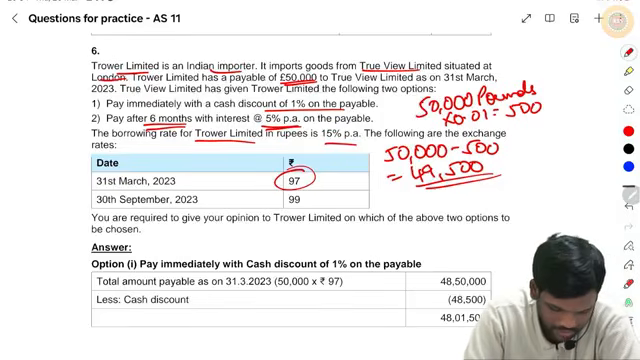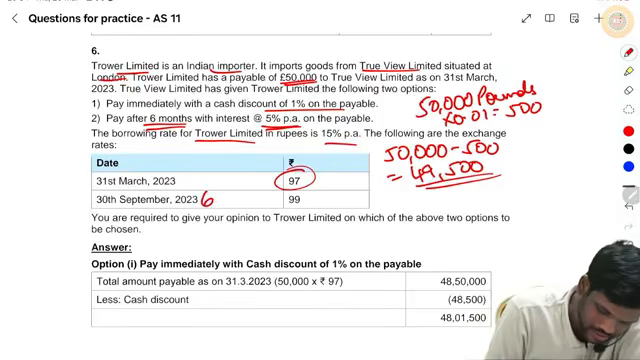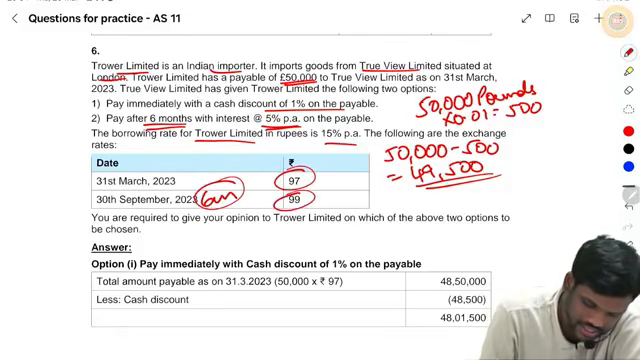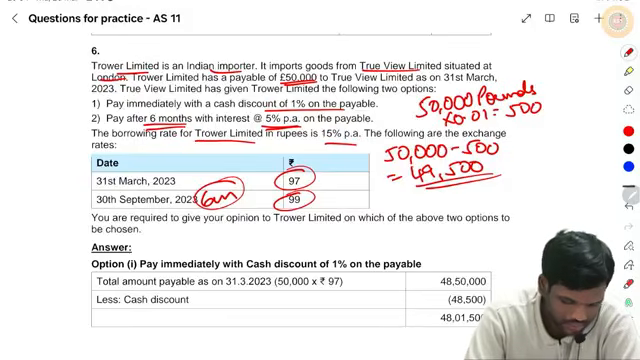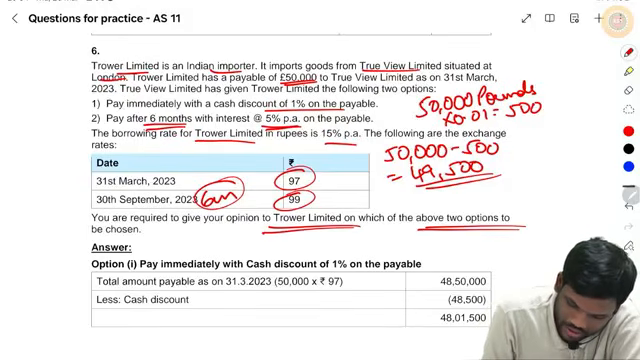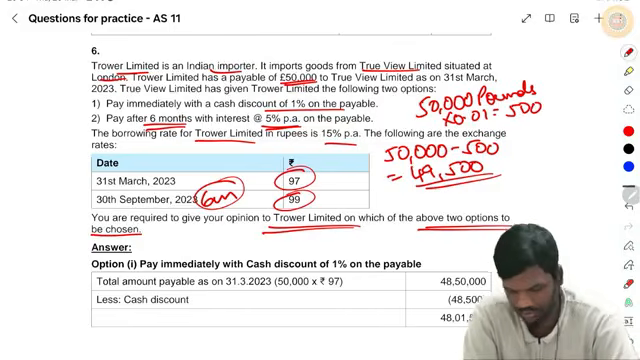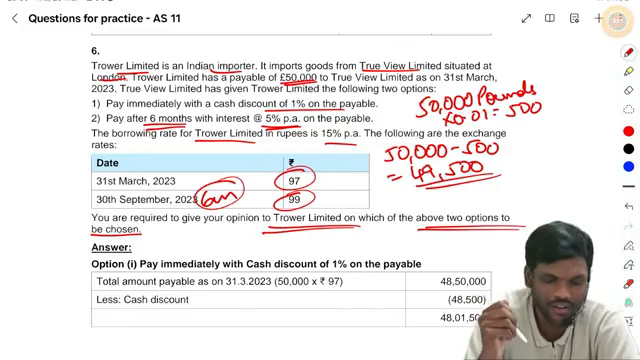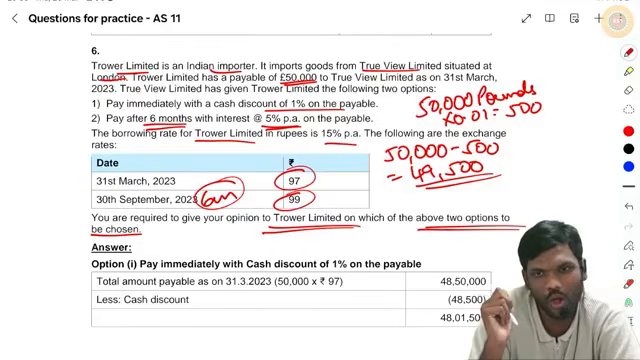On 30th September 2023, that is after 6 months, because in option 2 they have given a time of 6 months, the exchange rate is 99. You are required to give your opinion to Trevor Limited on which of the above two options will be chosen. Now we are an advisor to this Trevor Limited. We have to tell Trevor whether they have to choose option 1 or option 2.